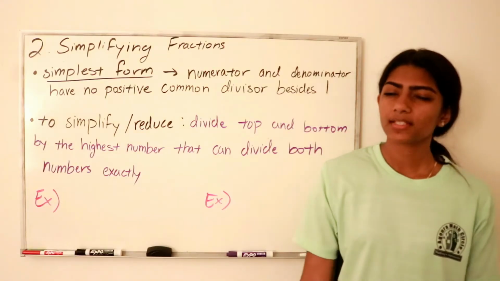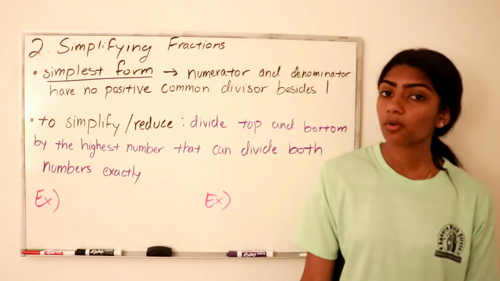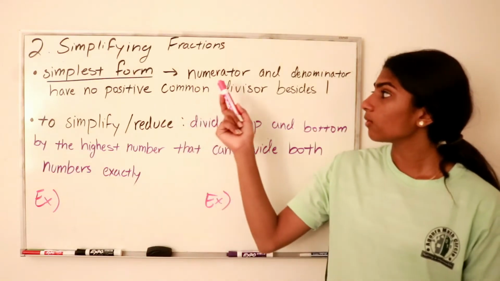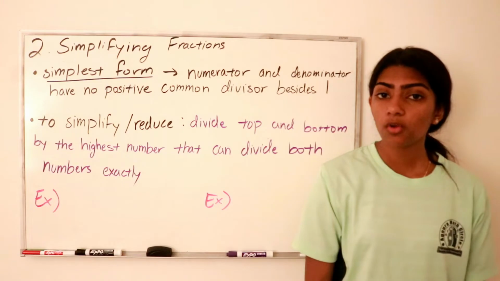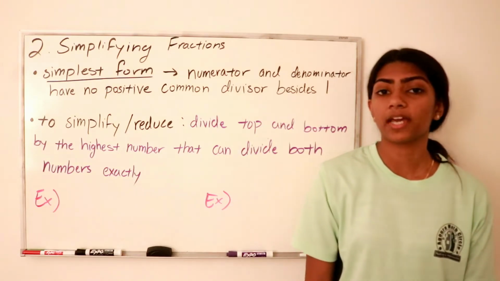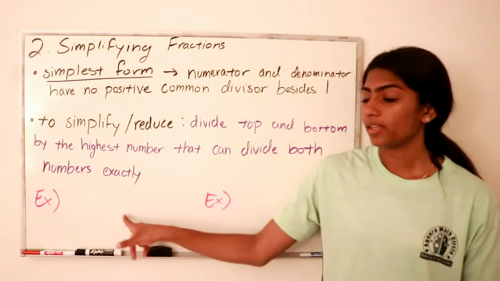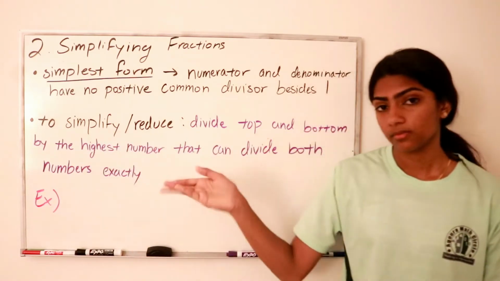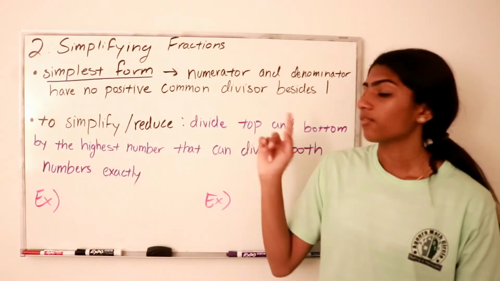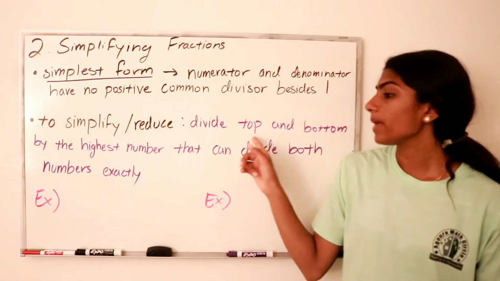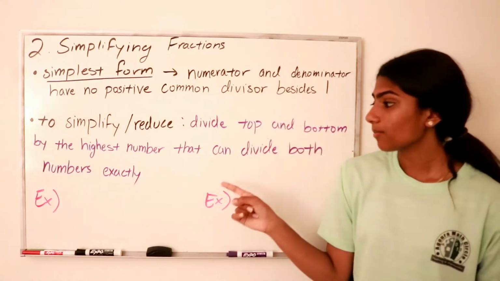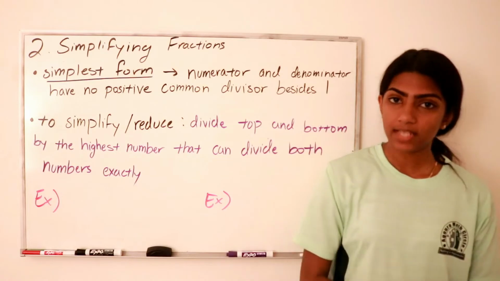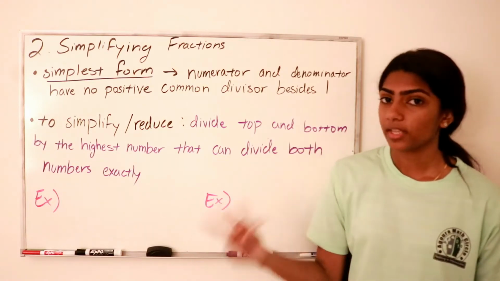So first of all, what is simplest form? Well, the simplest form of a fraction is when the numerator and denominator have no positive common divisor besides 1. So we'll learn about that in the example. And basically when we want to simplify or reduce, they mean the same thing, simplify or reduce a fraction, we're going to divide the top and bottom by the highest number that can divide both numbers exactly. So let's look at some examples to clarify.